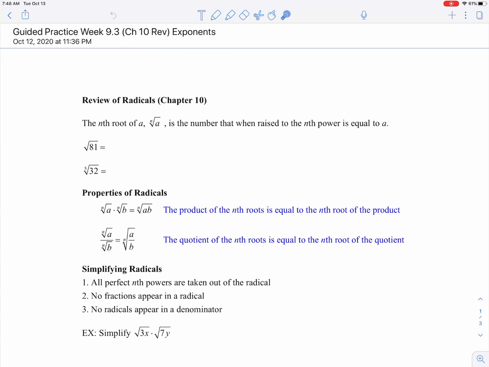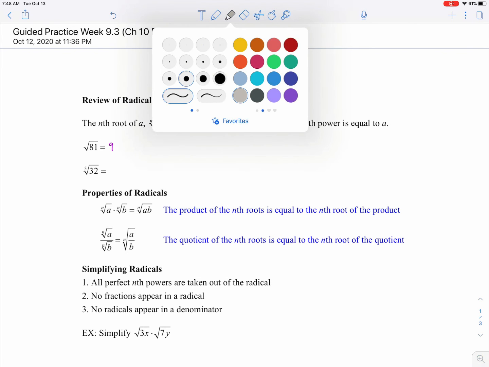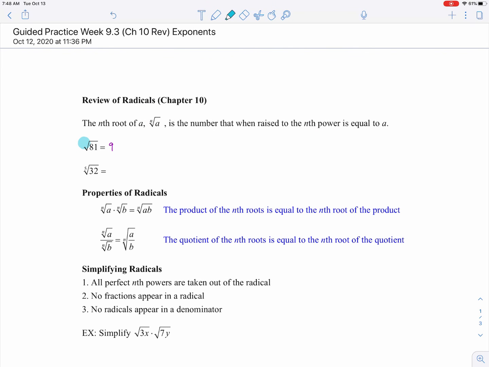Let's see. What we have here is the nth root of a, written with this radical, nth radical of a, is the number that when raised to the nth power is equal to a. So the square root of 81 is 9 because, first of all, when we actually write the square root, we don't write the power. So maybe some of you aren't used to seeing it there. That should be a second power radical. And what that means is when we raise 9 to the second power, we get 81.